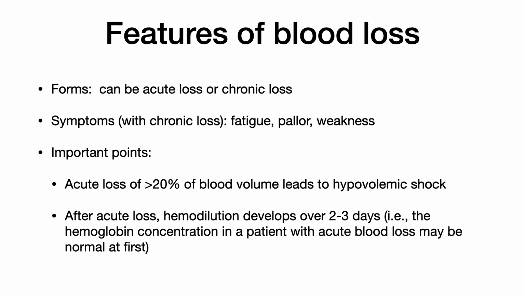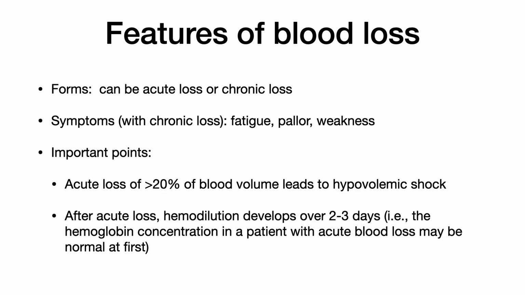Some important points. Basically, you have to have acute loss of about 20% or more of your blood volume to lead to hypovolemic shock. So if a typical person has 5.5 liters, it's around 2 liters of blood, a little less than that, 1.5, somewhere in there, that the person can usually go into hypovolemic shock.